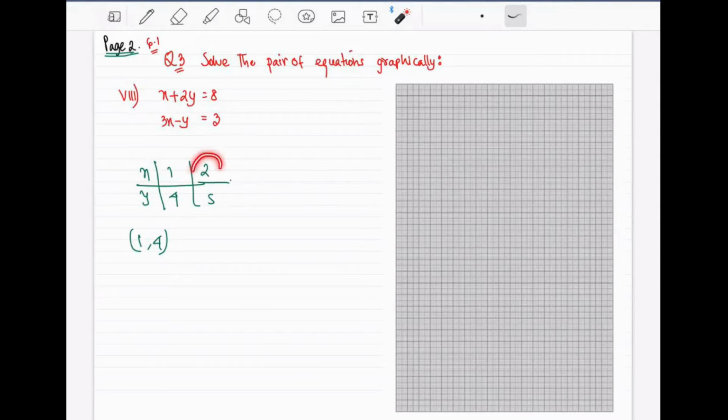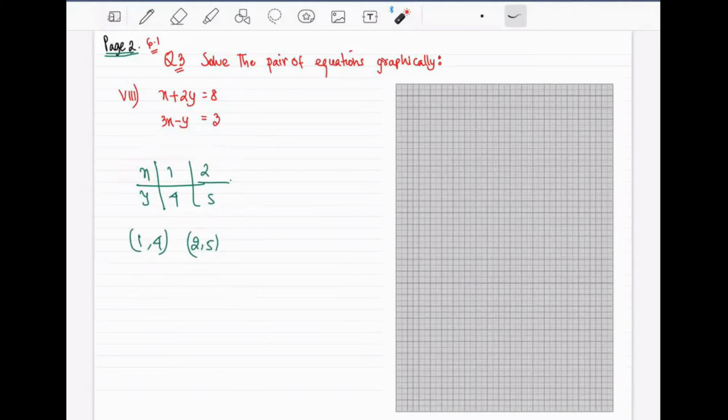And from here, if you look, we have 2 and 5 as the corresponding values. So we have got (2, 5). This is another point. So (1, 4) and (2, 5), you just have to plot on the graph paper with respect to the two axes given there. And then you have to join the 2 points. That way you will get a line of the corresponding table right here.